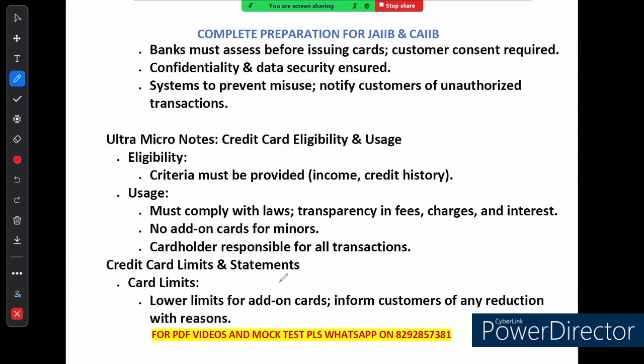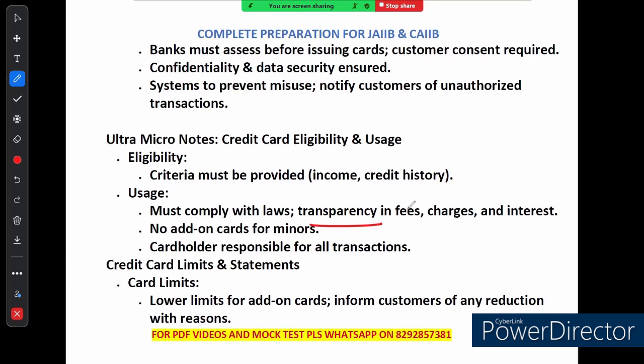Right, now let's talk about credit card eligibility and uses. First up, the eligibility for a credit card. The bank will check things like your income and your credit history to decide if you qualify. When it comes to uses, the cardholder must comply with the law, and the bank has to be clear about any fees, charges, and interest rate.